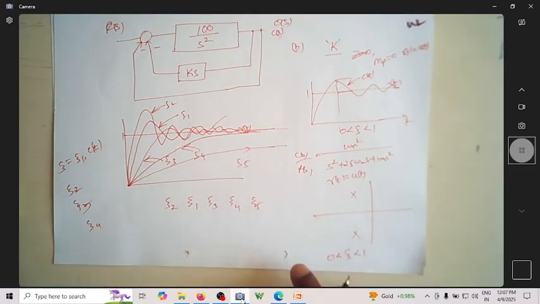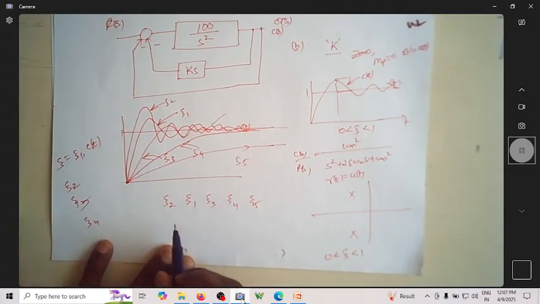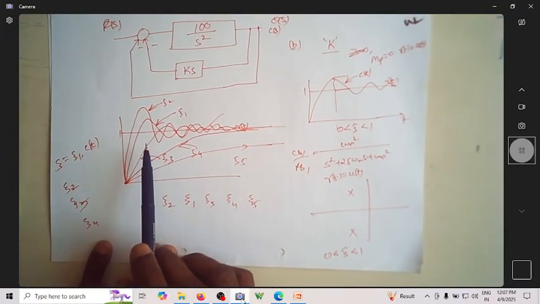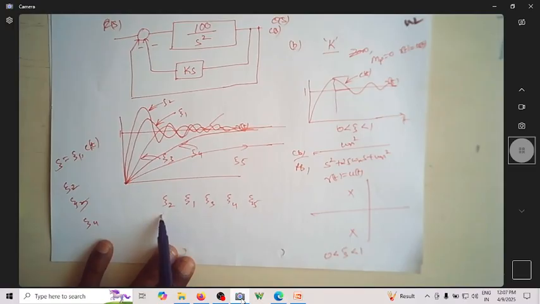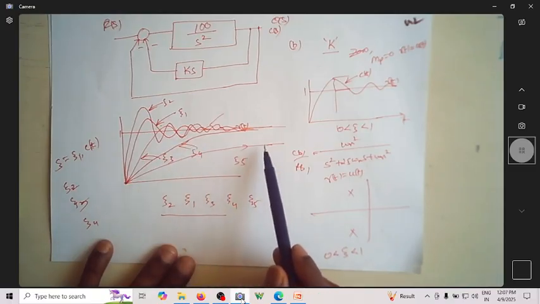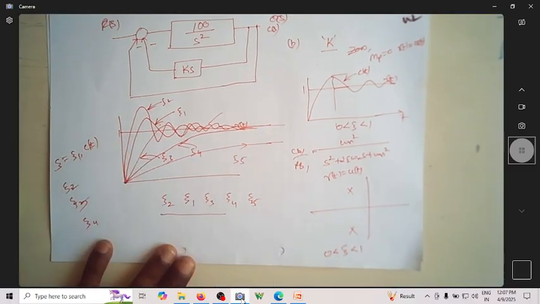So these are different values of zeta. Why I am writing zeta 2 here is this is the peak one. If you have a look at this, for the first three zetas there is an overshoot. For the next two zetas, zeta 4 and zeta 5, there is no overshoot. The output is not going above the R(t) that is equal to 1.